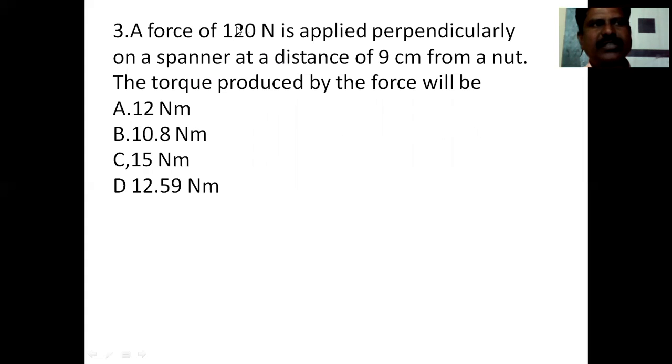So here the force which is acting on that spanner is 120 Newton, and the distance is 9 centimeters. Therefore, the formula is torque equals R into F. So R is 9 and F is 120. You want to convert the distance into meters, so you will get 9 into 10 to the minus 2. So the answer becomes 10.8 Newton meters. Like that, you have to calculate the problem on torque.